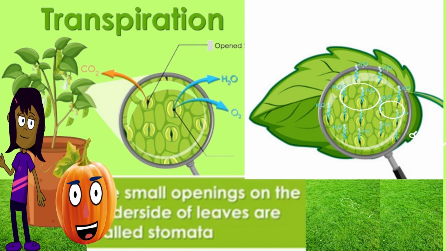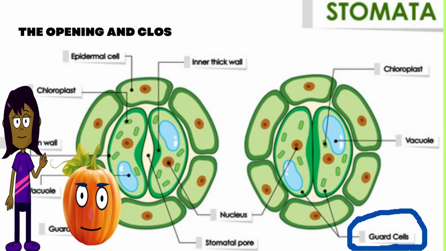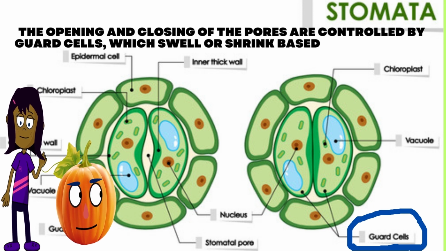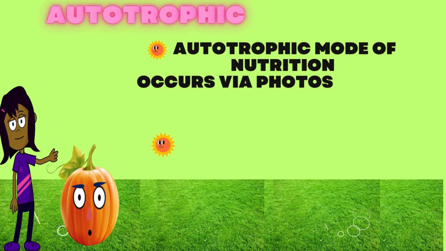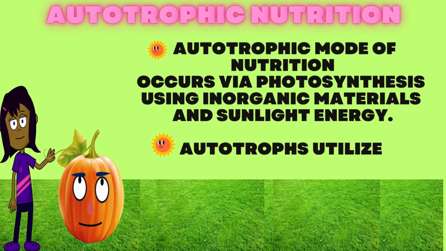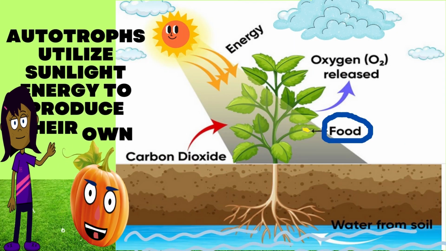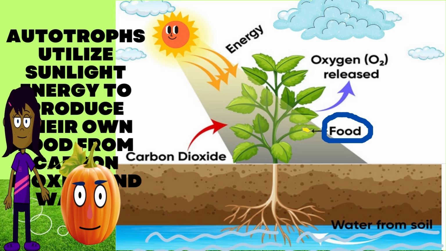That's correct. And can you explain how the opening and closing of stomatal pores are regulated? The opening and closing of the pores are controlled by guard cells, which swell or shrink based on the flow of water into them. Autotrophic mode of nutrition occurs via photosynthesis, using inorganic materials and sunlight energy. Autotrophs utilize sunlight energy to produce their own food from carbon dioxide and water.